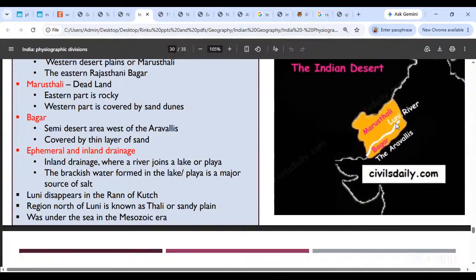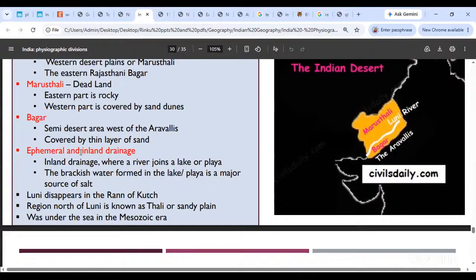Inland drainage is a different thing. With inland drainage, the rivers don't go and mix into the sea or other rivers. The river usually disappears within the land itself. It will either disappear in a lake or something like that. The Luni simply disappears in the Rann of Kutch. Rann of Kutch is a little marshy, right? So that is going to be the inland drainage.